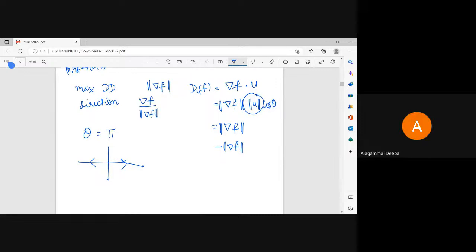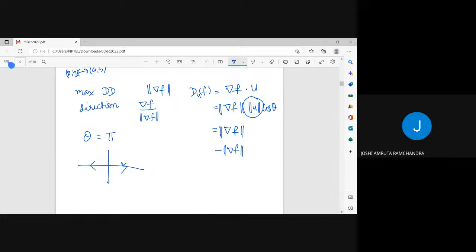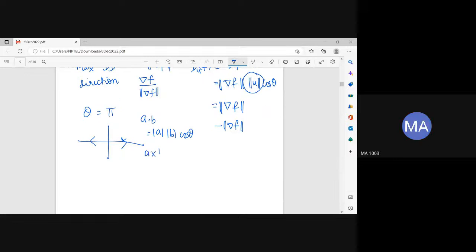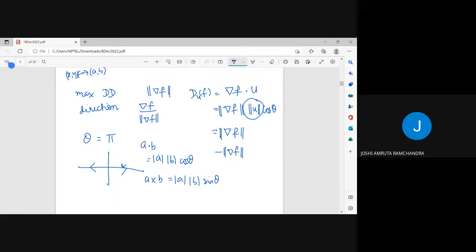Ma'am, what you say, del f upon norm of del f? No, I'm writing a dot b is equal to mod a mod b cos theta. This is the formula for the dot product, right? Yes. The cross product means you will write mod A mod B sine theta. That formula I have used here. Above, for the maximum, you are saying norm of del f and del f upon norm of del f.